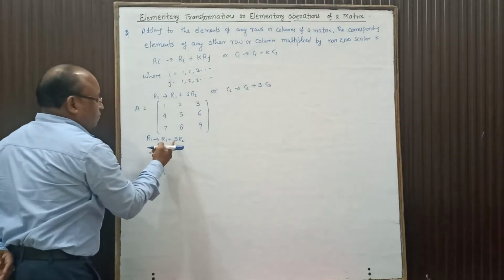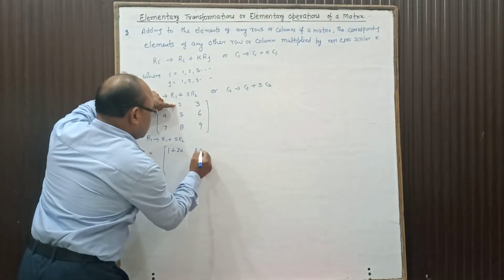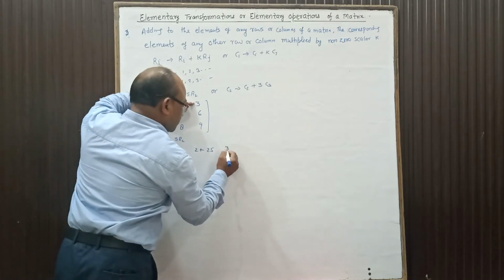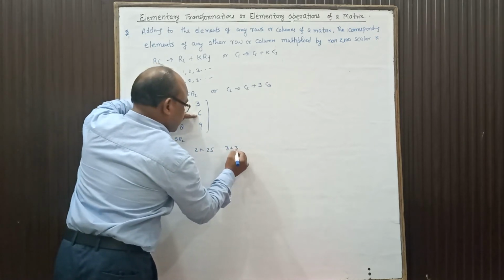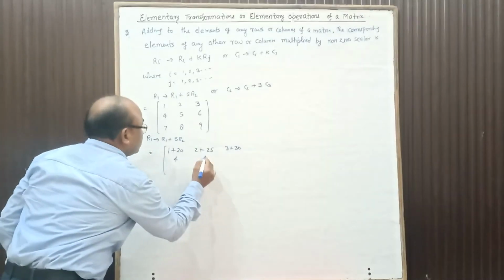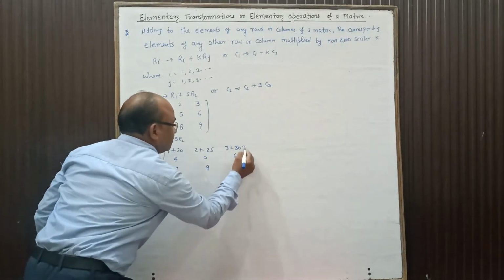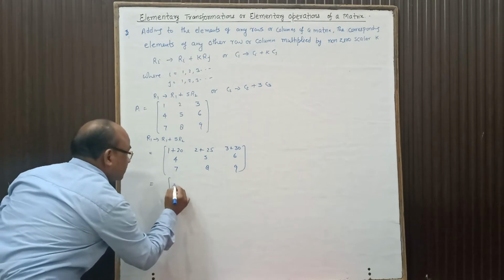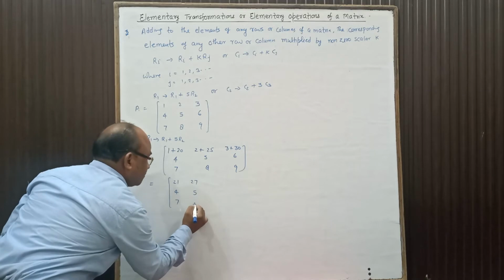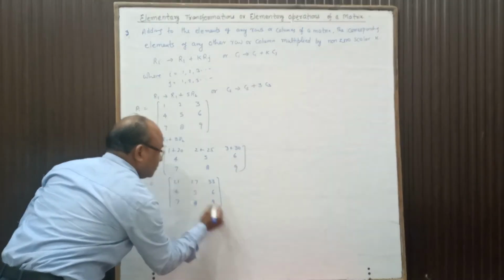1 plus 5 times of 4, 5 4 is 20. 2 plus 5 times of 5, that is 25. 3 plus 5 times of 6, that is 30. And the second and third row remain the same, that is 4, 5, 6, 7, 8 and 9. After simplification we get 21, 4, 7, 27, 5, 8 and 33, 6 and 9.